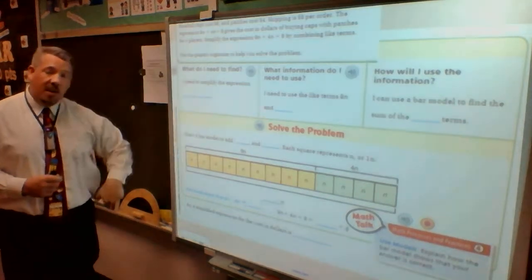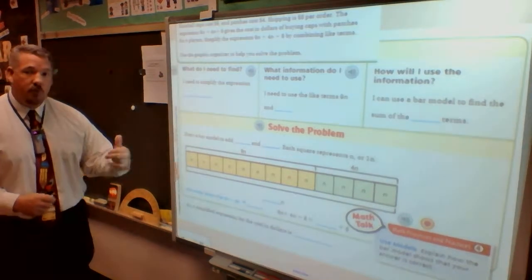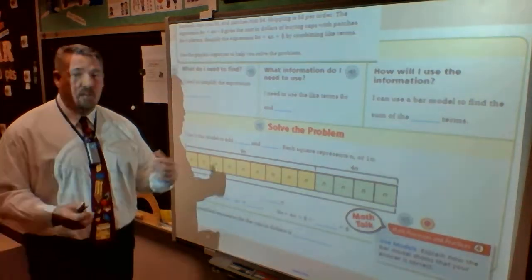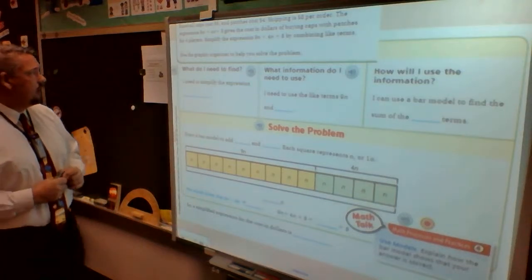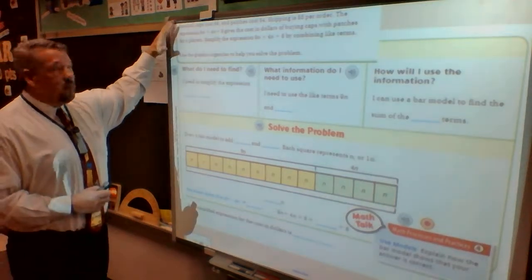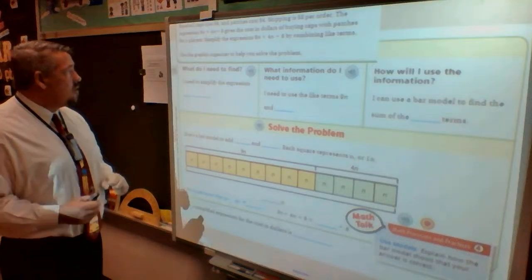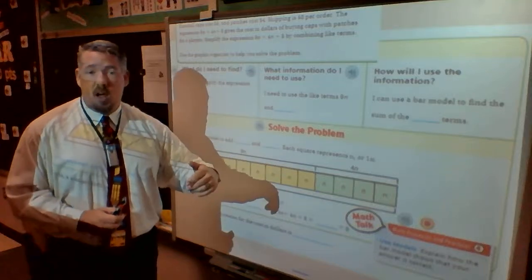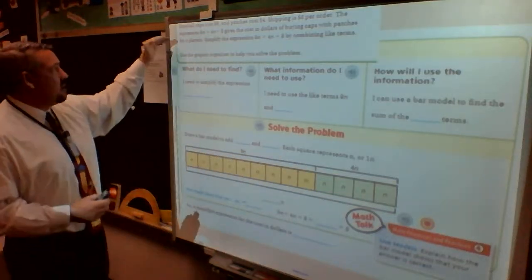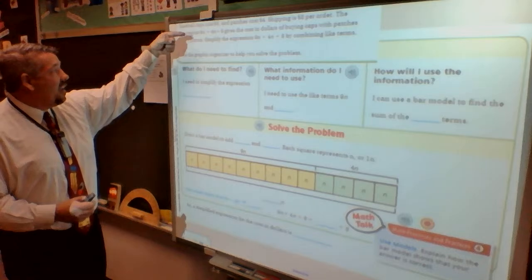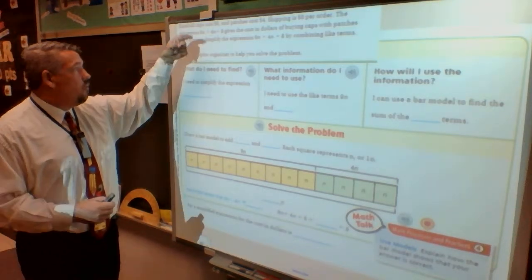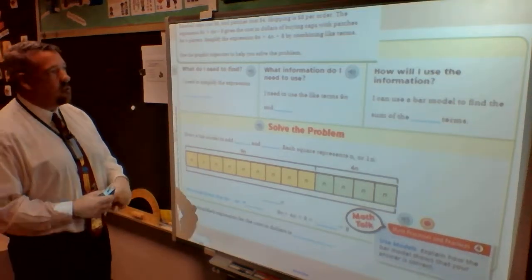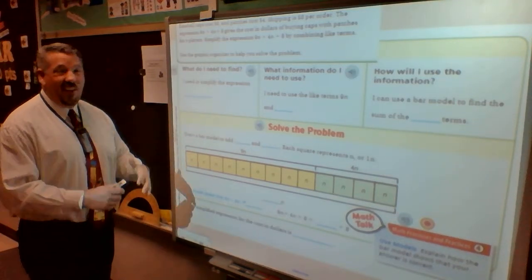So once again, this is our thinking process, and we'll have two of these: one that's got pictures and everything drawn for us as a graphic source, and then the next one we're going to do on our own. The information we're given: baseball caps cost $9 and patches cost $4. Shipping is $8 per order. The expression 9n plus 4n plus 8 gives the cost in dollars of buying caps with patches for n players.